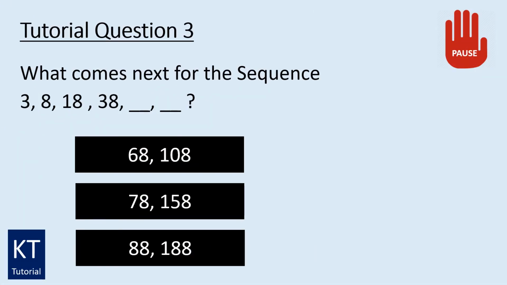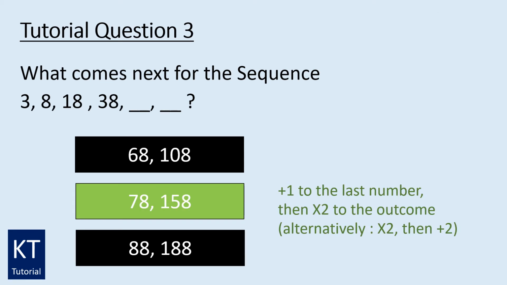Tutorial question 3. Do press the pause button as required. What comes next for the sequence 3, 8, 18, and 38? By adding 1 to the last number and then doubling it, you should get 78 and 158 respectively.